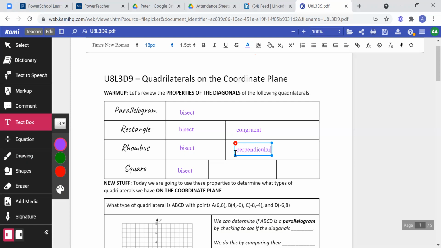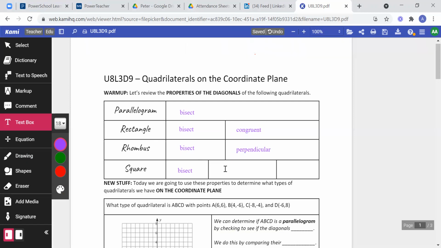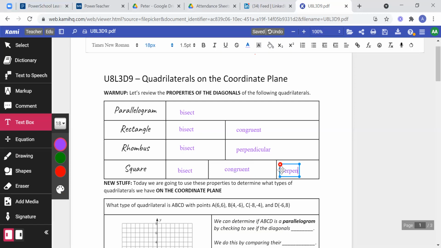And in the case of a square, it carries it all. Square carries the additional attributes of the diagonals of rectangles and rhombus. So what we're gonna put here, in a square, the diagonals are congruent and what? Perpendicular. So these are things that happen to the diagonals of these 4 quadrilaterals.